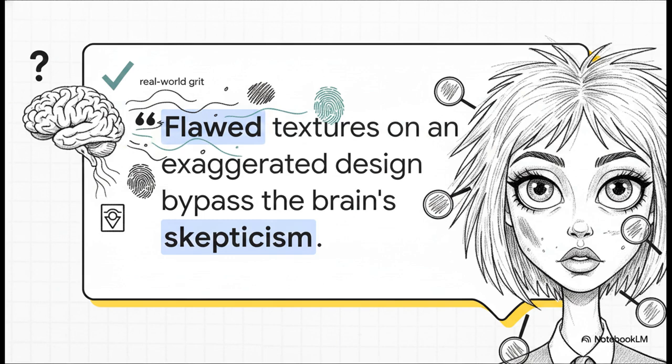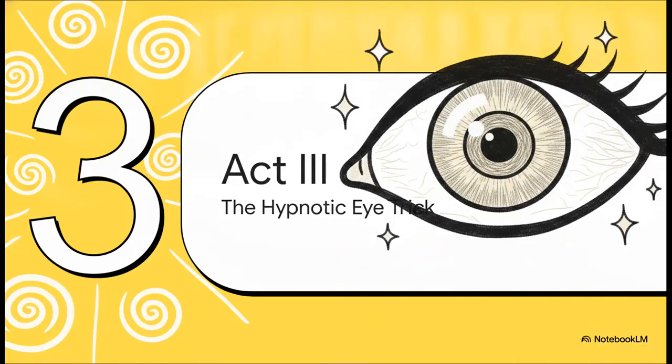But because the creators fed your brain real-world grit, like that thumbprint grease and the little bits of fabric lint, your brain processes these physical truths and instantly decides, okay, the lighting on that grease is physically accurate, therefore this whole object must be real. You accept the impossible simply because it's wrapped up in this incredibly grounded, mundane reality. It's brilliant. Which leads us to Act 3, the hypnotic eye trick.